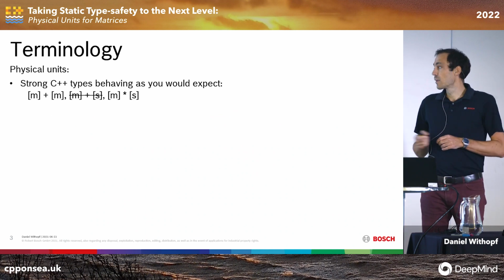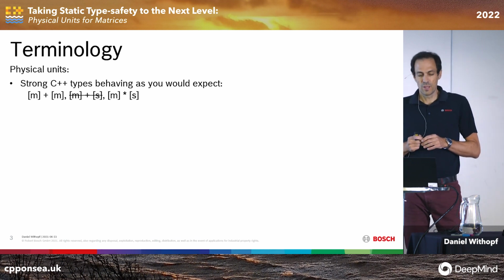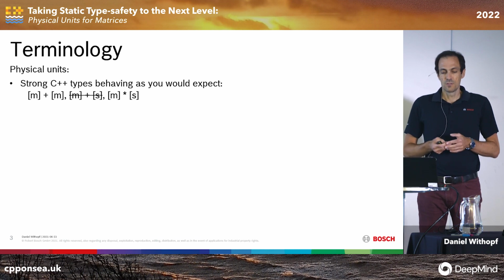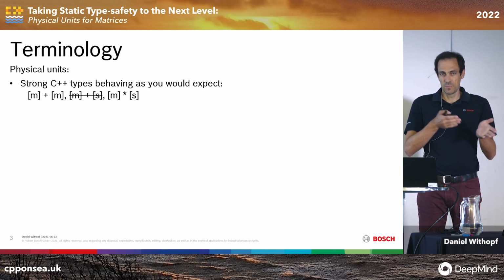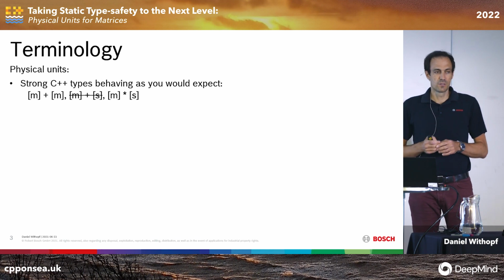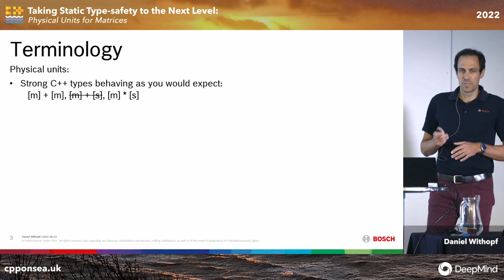Good, before we start, a little bit about the terminology. If you don't have a big background in physical units libraries for C++, that's not a big issue. The main thing to keep in mind here is that you can think of them as being strong C++ types that behave exactly as you would expect. So for example, you can add two physical quantities with a unit of meters. You cannot add two physical quantities with a unit of meters and seconds because they don't match up. And you can multiply any two physical quantities, regardless of their units, together and end up with a valid physical unit. So that should be enough as a mental model for today.